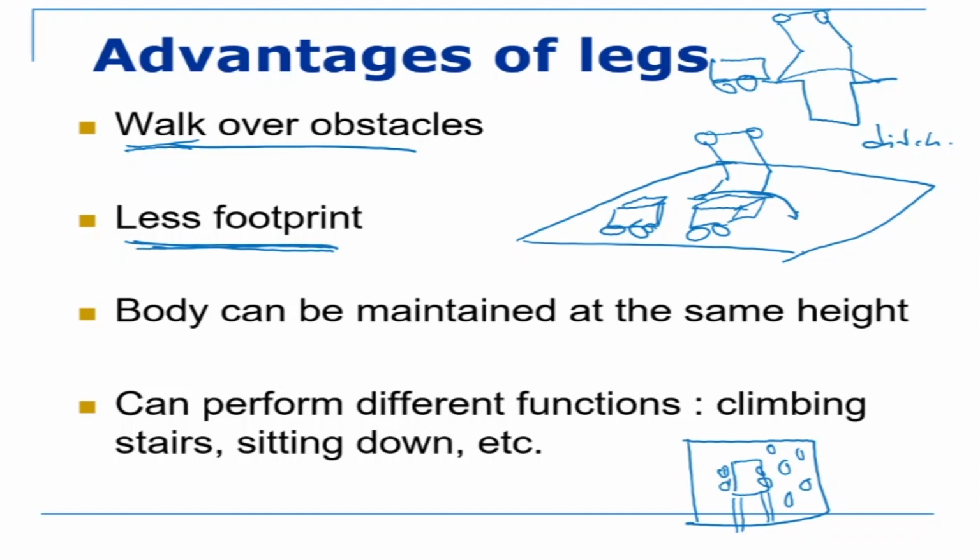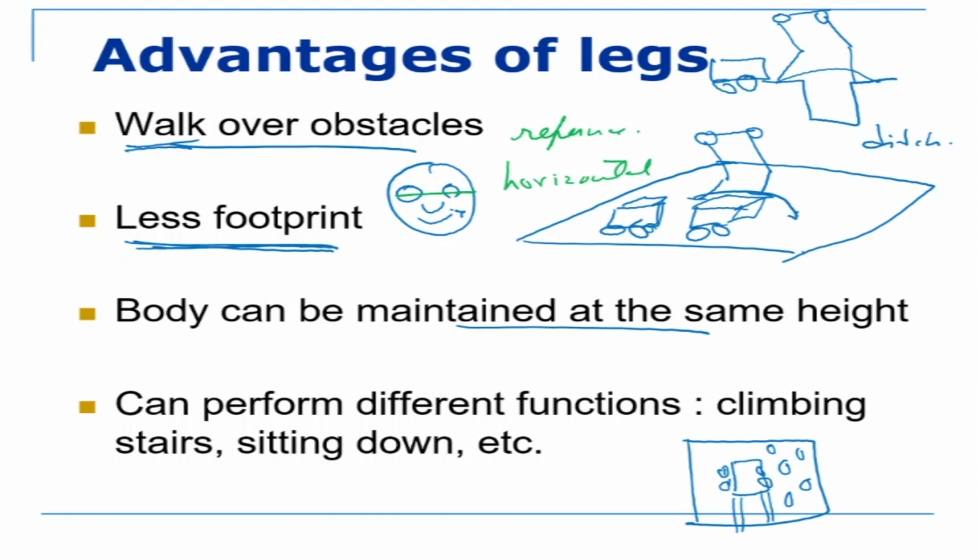Now, the other advantage is the body can be maintained at the same height. This is something very interesting. I don't know whether you have ever observed that when you walk, your eyes are maintained horizontal. So these eyes are maintained always at the same level, which means that the horizontal is kept horizontal always. This is always required for us to keep the eyes horizontal. Why? Because this is used as a reference.